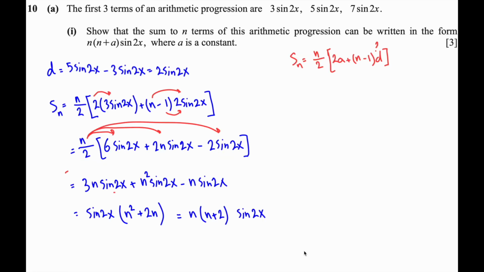Question number 10, part A. The first three terms of an arithmetic progression are 3 sine 2x, 5 sine 2x, and 7 sine 2x.